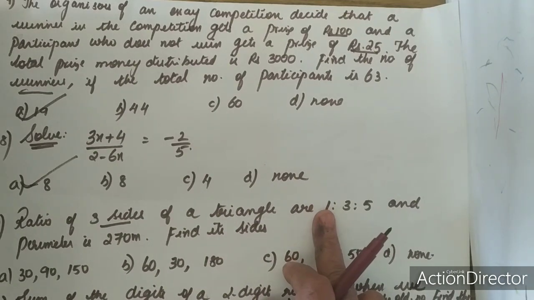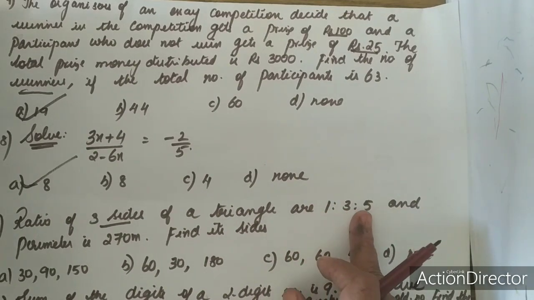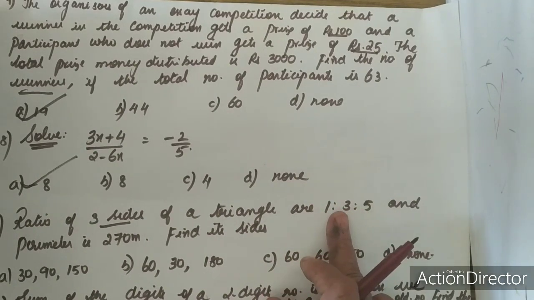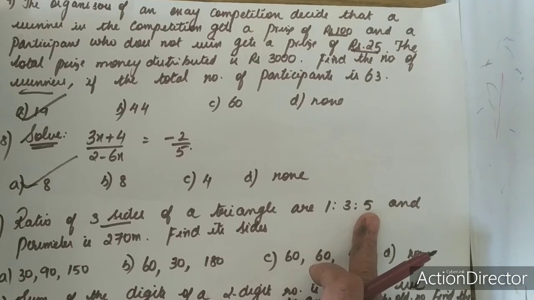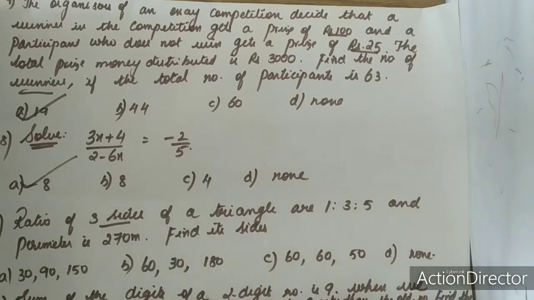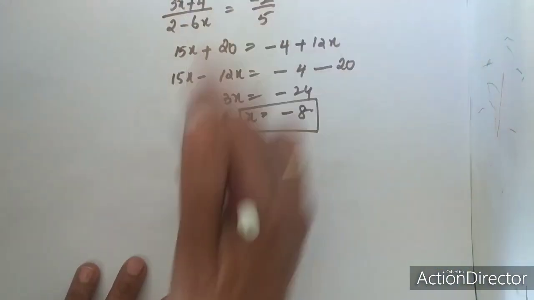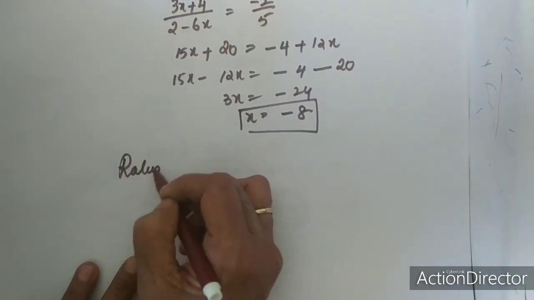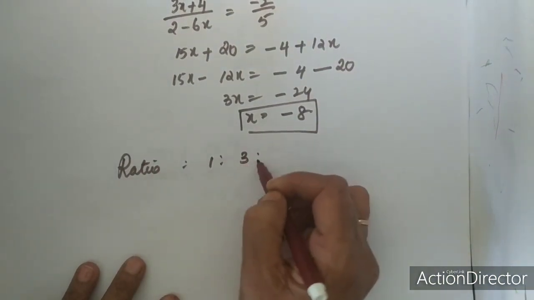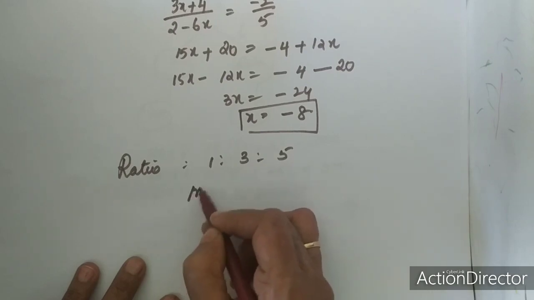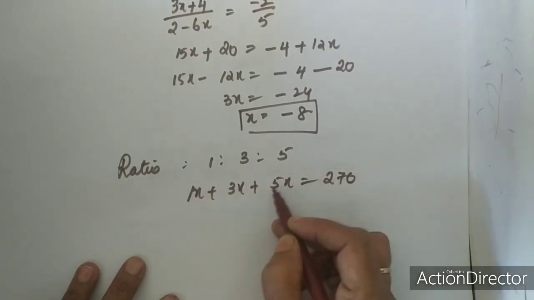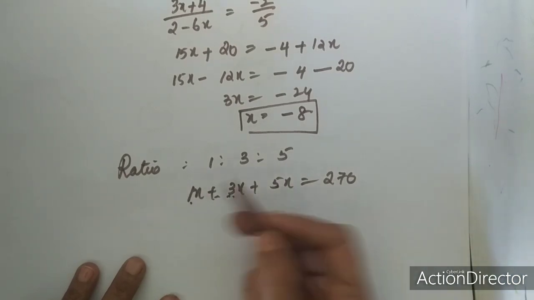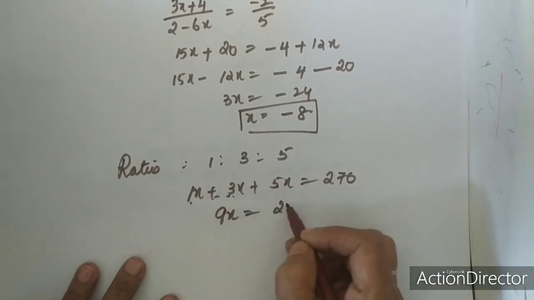And it is given in the ratio 1:3:5. So you know whenever the ratio is given, we will be taking it in the form of x. So the first side is 1x, the second side is 3x and the third side is 5x. And the total is equal to 270 meters. So let us calculate now. So you know the ratio is 1:3:5. So 1x plus 3x plus 5x is equal to 270. 5 plus 3 is 8. 8 plus 1 is 9. So 9x is 270.